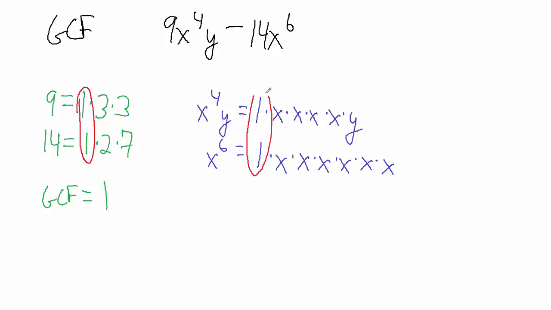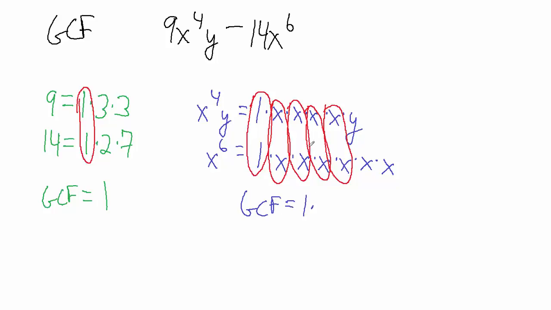So they have a factor of 1 in common. Here's one factor of x they have in common. Another factor of x in common. Yet another factor of x in common. And one more factor of x in common. Now, x to the fourth y has a factor of y. X to the sixth does not. X to the sixth has two more factors of x, but this guy up here, x to the fourth y, has none left. So what they have in common then, or their greatest common factor then, is 1 times x times x times x times x, which is just x to the fourth.